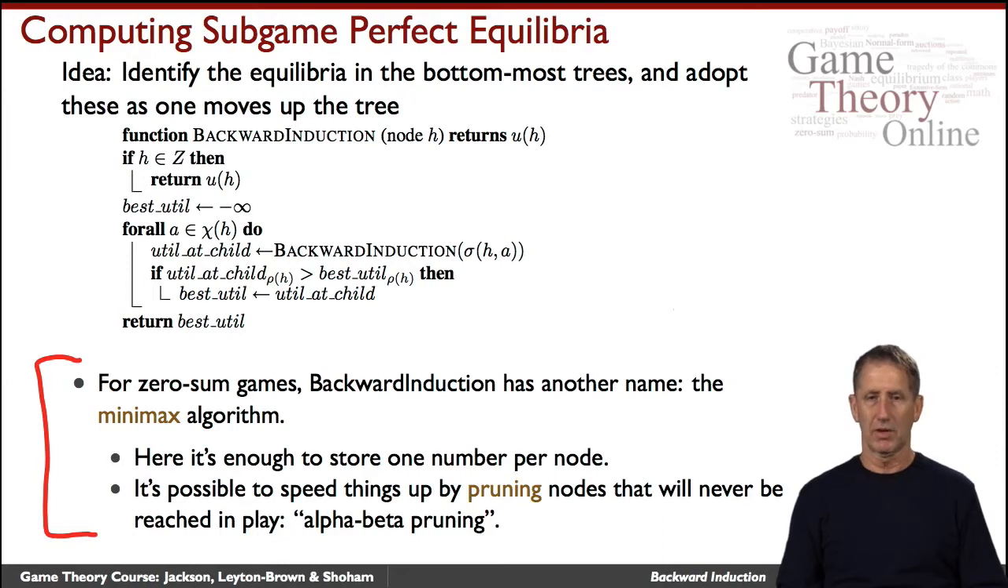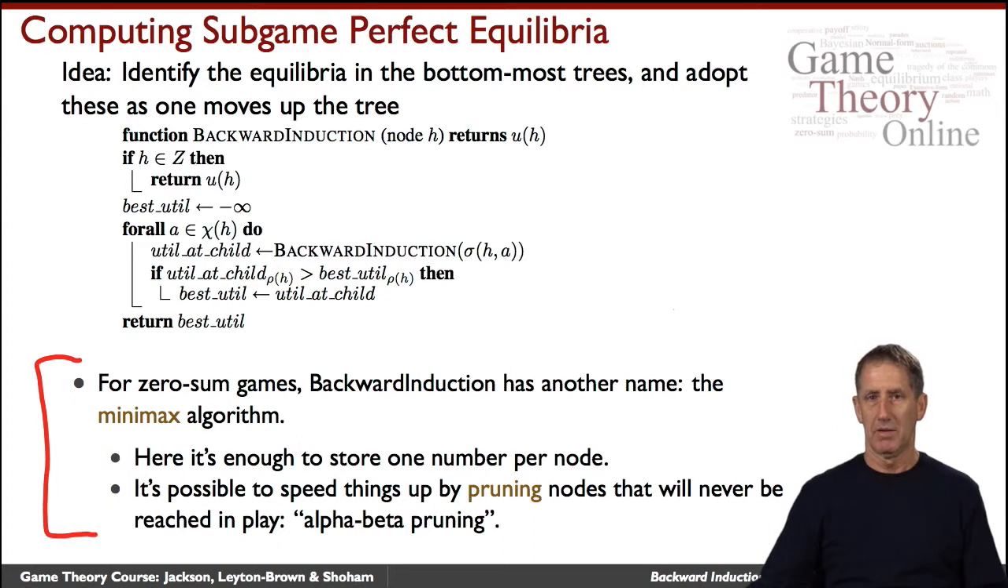Furthermore, in such zero-sum games, and all win-lose games are zero-sum games, for example chess, there is a way to speed up the backward induction procedure. By the way, in the zero-sum game, we simply call it the minimax procedure, because we alternate between minimizing and maximizing the value. One player wants to minimize it, the other to maximize it.